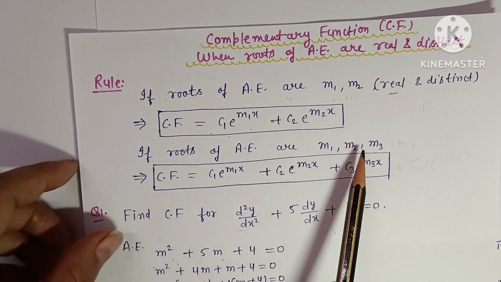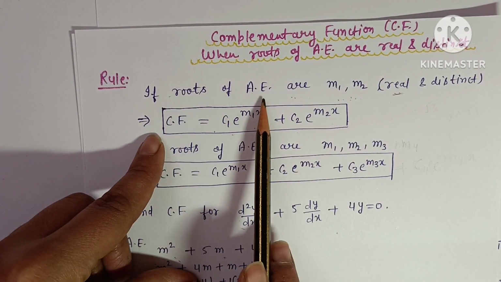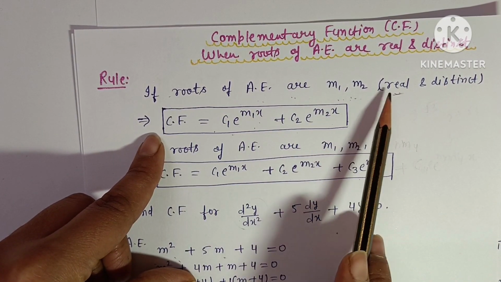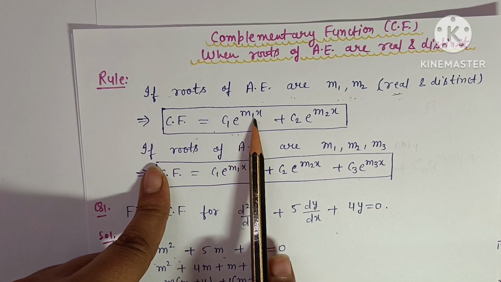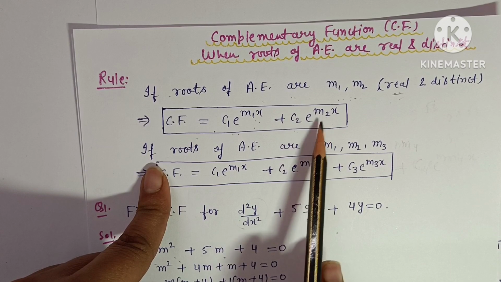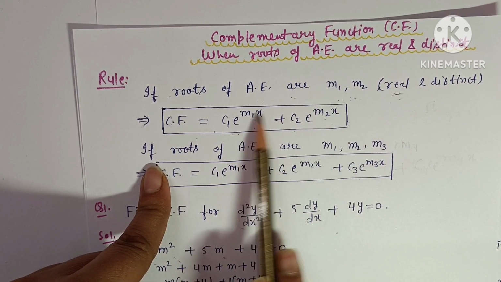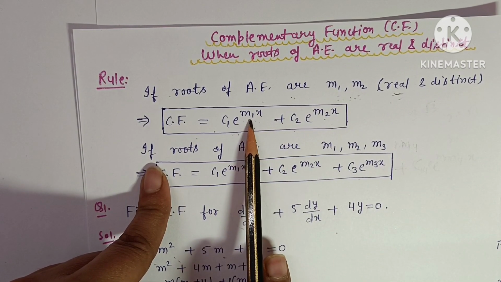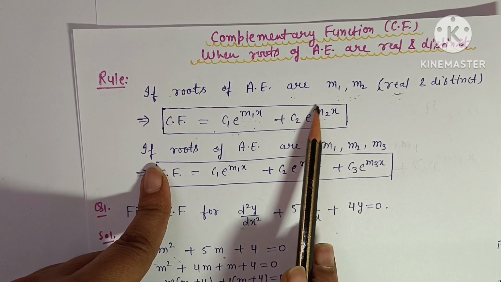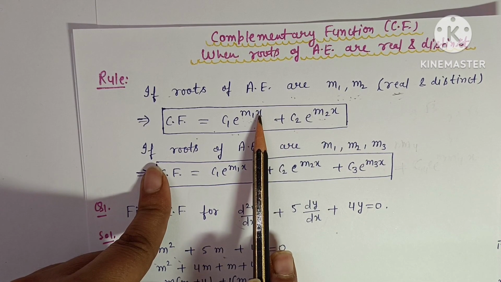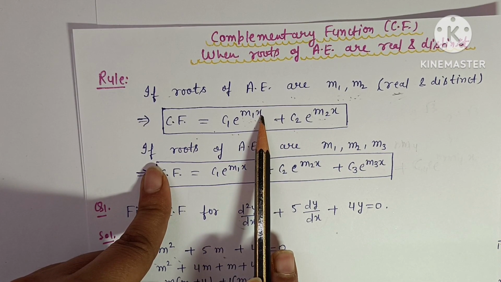So let's start. If roots of auxiliary equation are m1, m2 and these are real and distinct, then CF is c1 e to the power m1x plus c2 e to the power m2x. So you have to write this m1, m2 here in exponential term, e to the power m1, and here it is e to the power m2, and in the multiplication this is x if x is the independent variable.